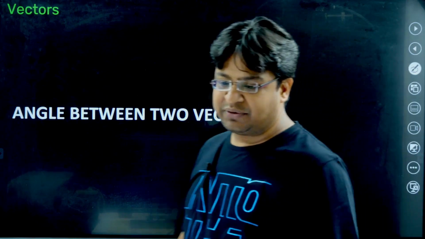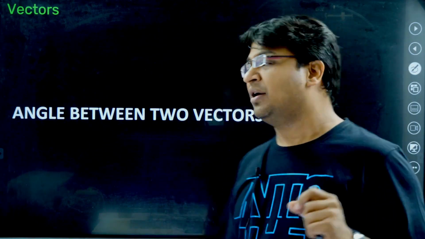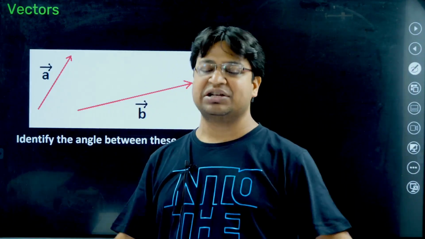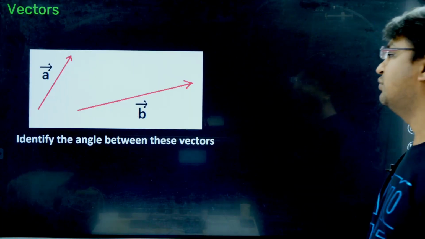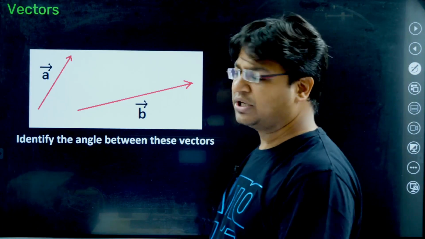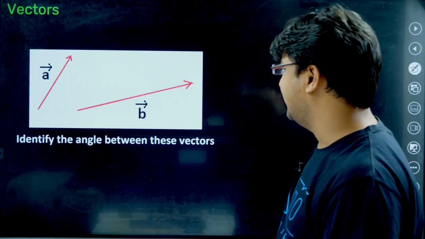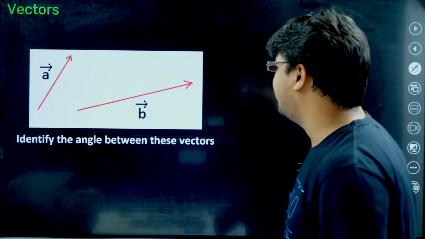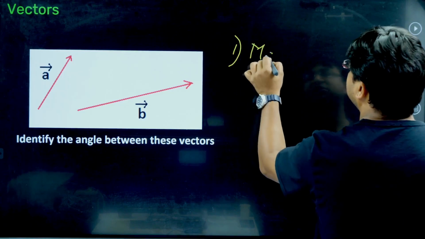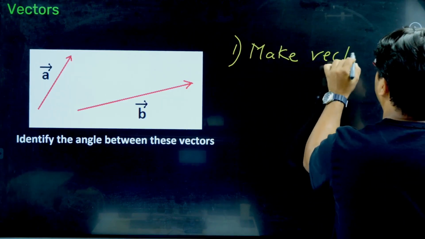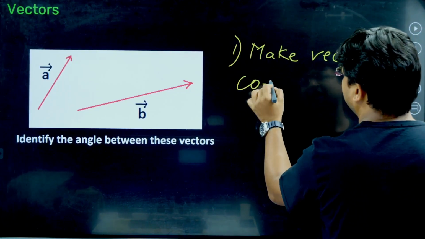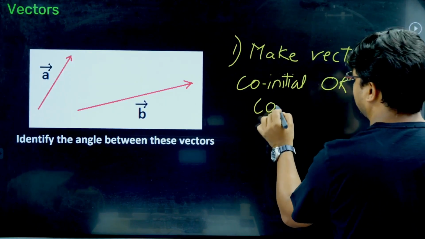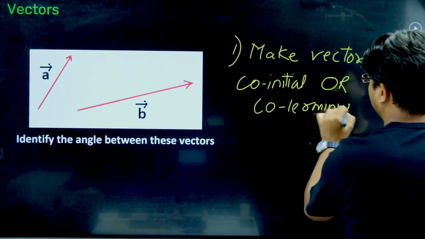Now let us talk about the angle between two vectors. What I am going to teach you right now is how to identify which angle is called the angle between two vectors. Right now I've been given two vectors A and B, and I've been asked to identify the angle between these two vectors. I don't see any angle here, but I'll have to identify it. So what do you need to do? There are steps actually. The first step is that you make the vectors co-initial or co-terminus. It is your wish. That is your first step.